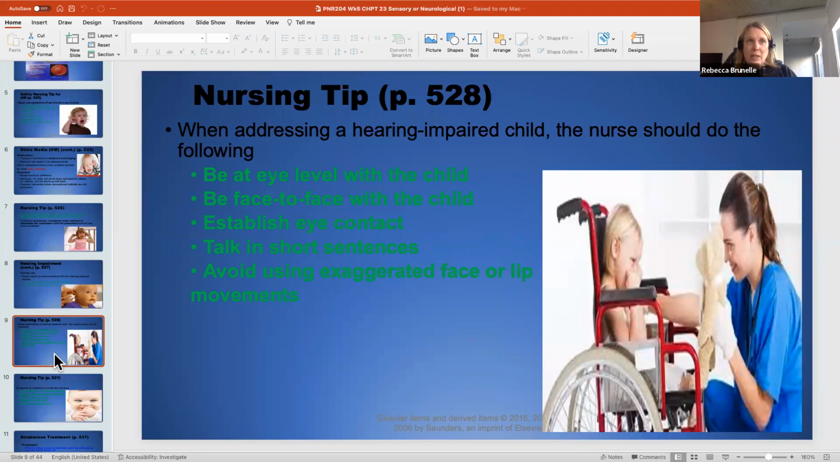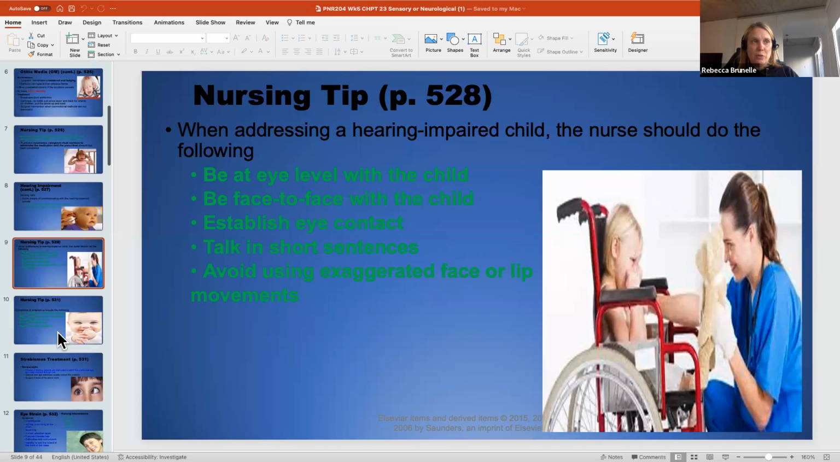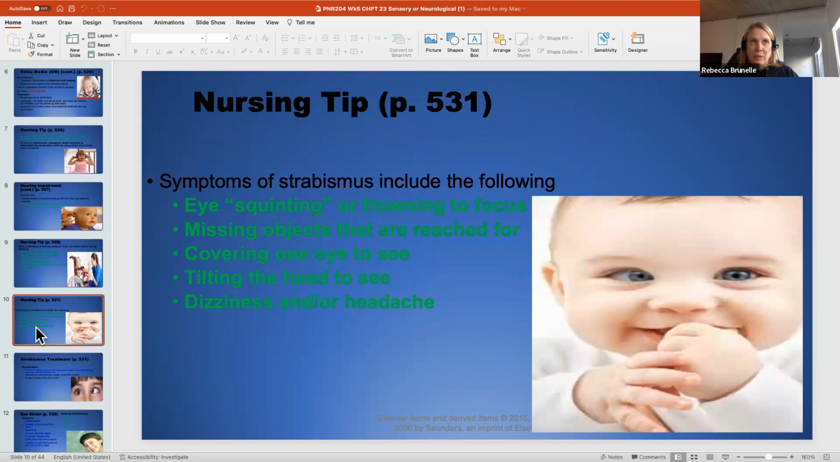So this is going to reinforce that: be at eye level with them, maintain face-to-face contact, talk in short sentences. And this is what I was talking about. Avoid exaggerating face or lip movements. That actually makes it harder for them to understand you if they're trying to read your lips. So those are the main hearing topics, and since this is sensory and neuro, so the ear infections, otitis externa, otitis media, and then hearing loss.